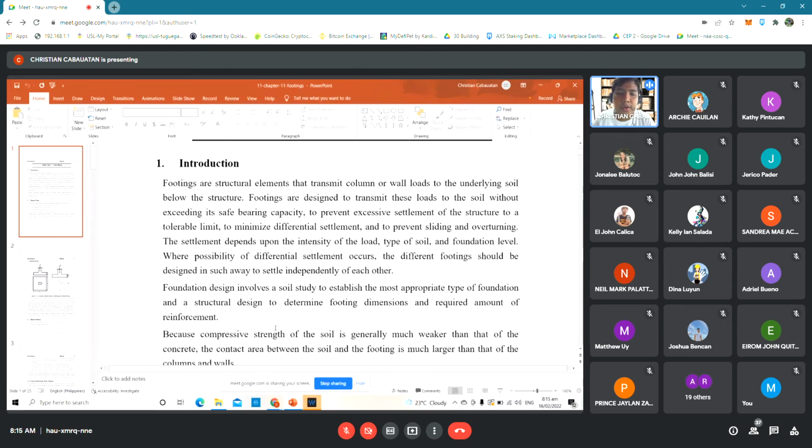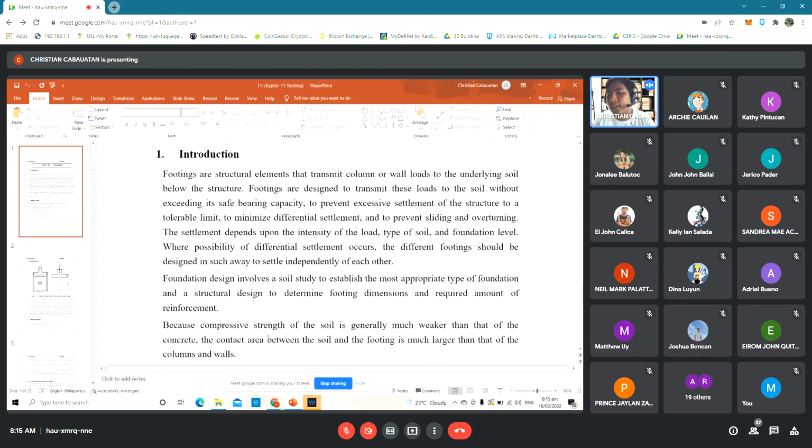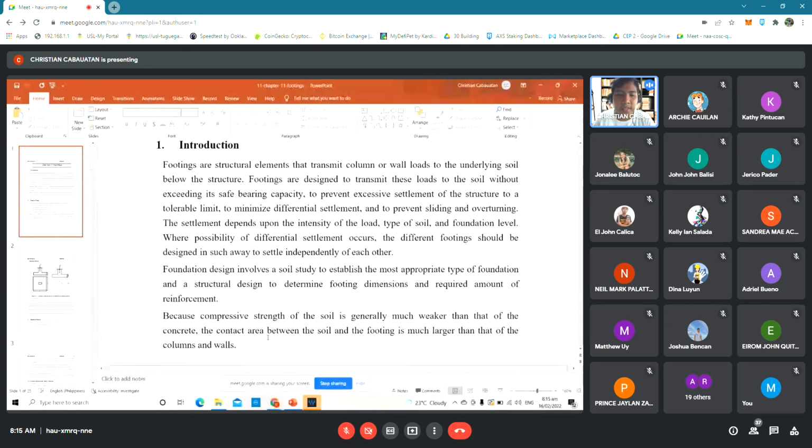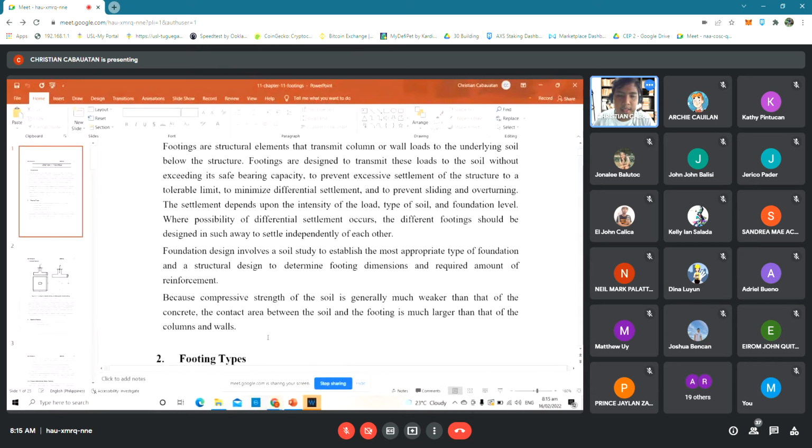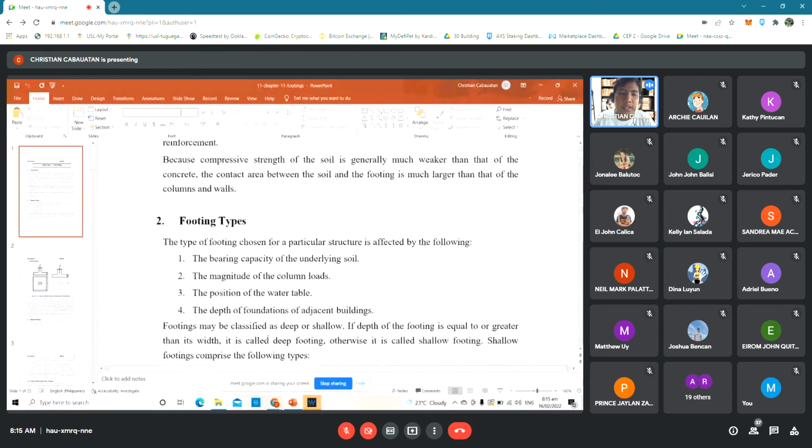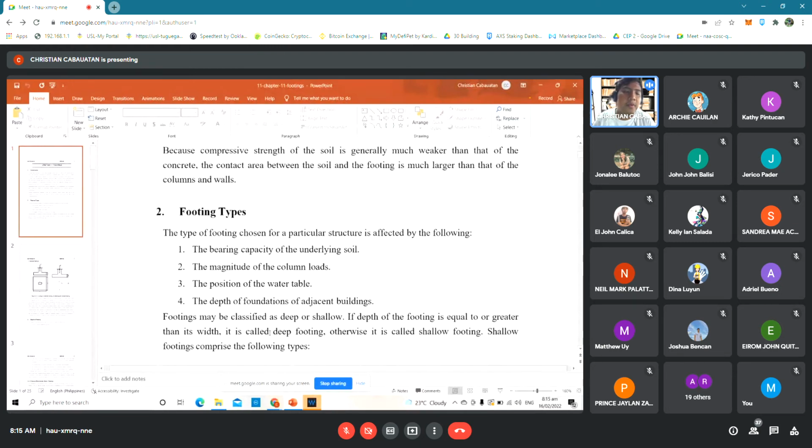Because the compressive strength of the soil is generally much weaker than that of the concrete, the contact area between the soil and the footing is much larger than that of the columns and walls. So, the footing types. The type of footing chosen for a particular area is affected by the following. You should consider these when you design the footing so that you can determine what type of footing to design.